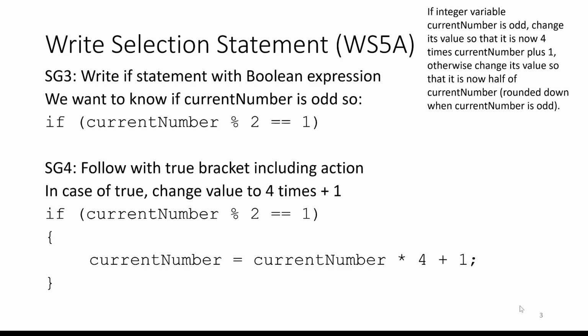Subgoal 4. Now we want to follow with the true bracket and the action that we do in that case. The problem statement says, if it is odd, we want it so that it is now 4 times the current number plus 1. So we have the statement, current number is assigned the value current number times 4 plus 1. Note that due to order of operations, the multiplication would happen before the addition.